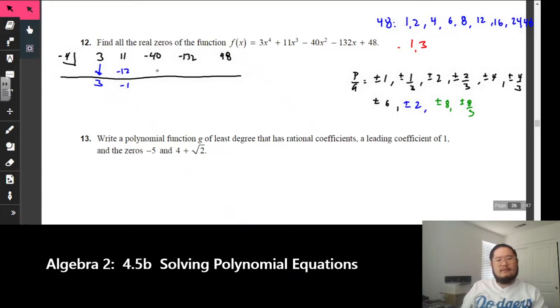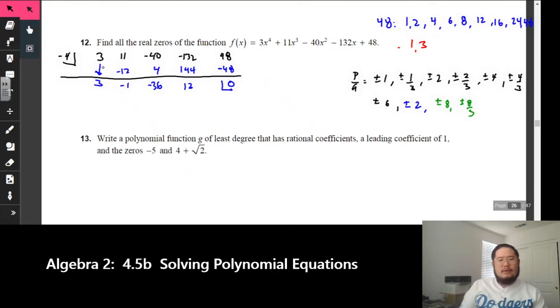Negative 1 times negative 4, positive 4. Now I'm left with negative 36. Negative 36 times negative 4, a positive 144. When I add these two numbers up, I end up with a positive 12, and 12 times negative 4 is negative 48. And so guess what? We have no remainder right here. Let's rewrite our polynomial.